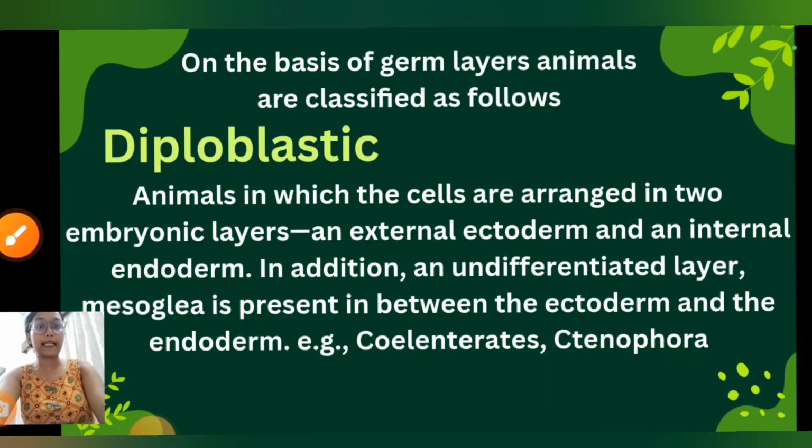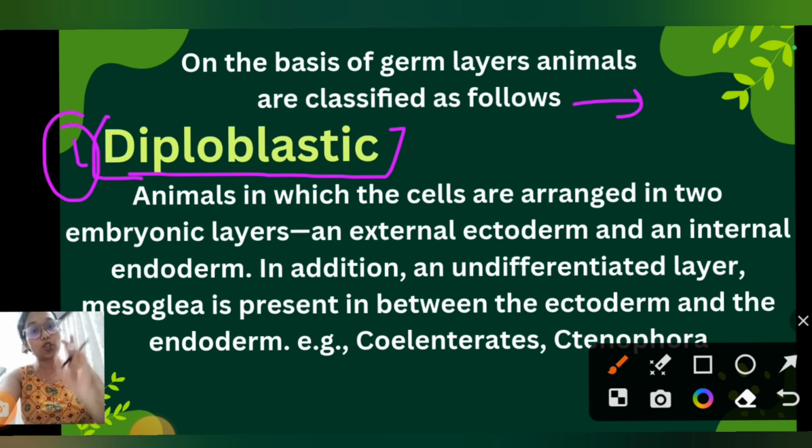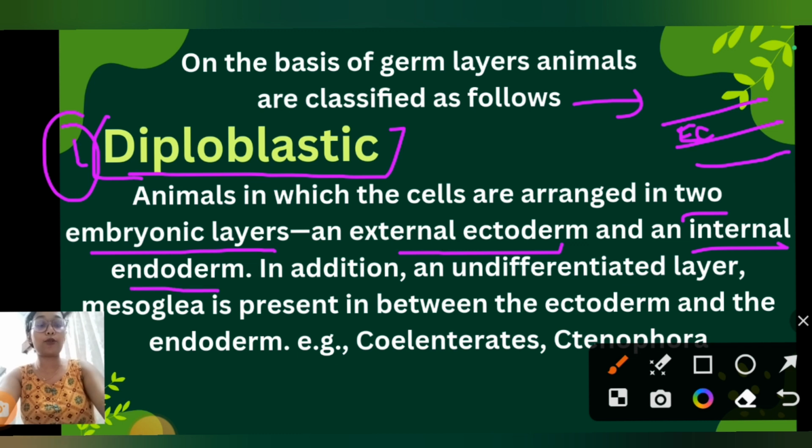So moving on to the next slide. On the basis of germ layers, animals can be classified as follows. The first one is the diploblastic animals. Diplo means 2. Diploblastic animals will have 2 germ layers, also known as embryonic layers. Externally, the outer one, the ectoderm, is present, and internally the endoderm will be present.